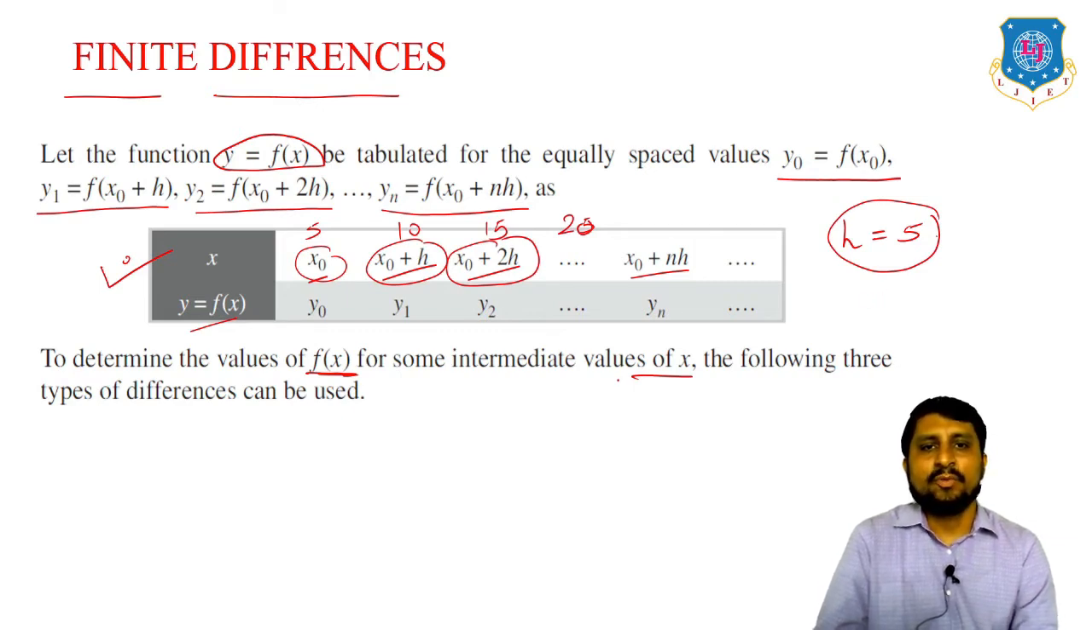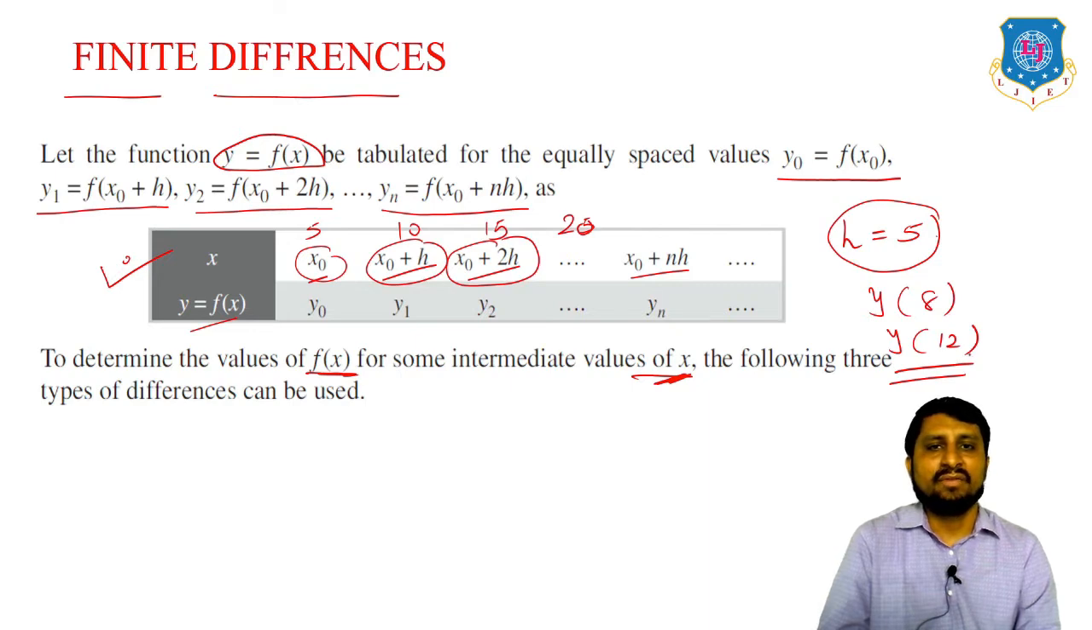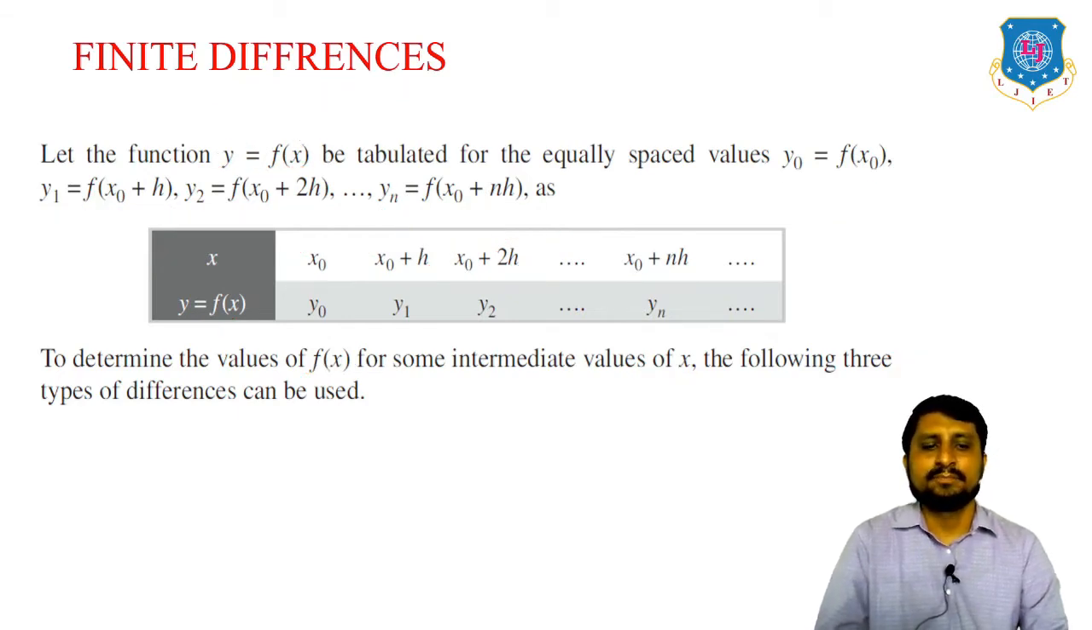Now suppose you want to find the value of y at an intermediate value of x, that means suppose I want to find y of 8, or y of 12. The value of y of 8 and y of 12 is not given in the table, but using this interpolation method we can easily find the approximate value of y of 8, y of 12 and so on. So this is all about this chapter. So let's start.